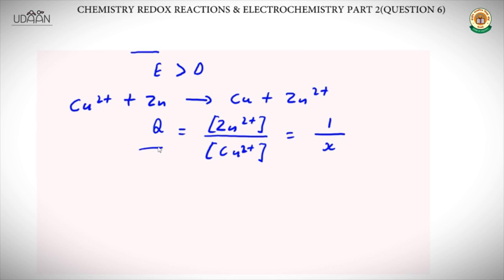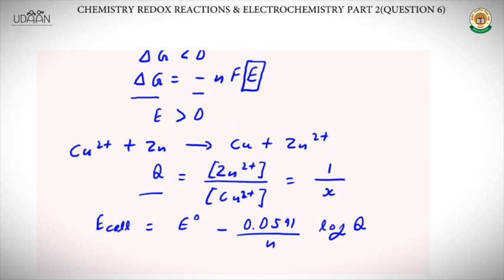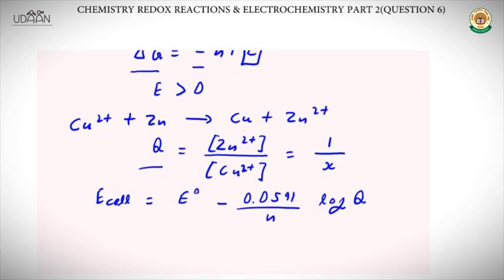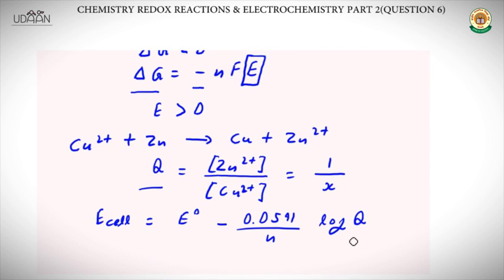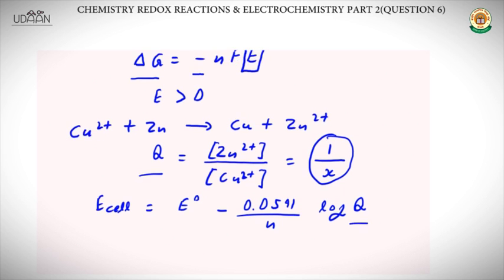Now we need to calculate the E cell, that is the electrode potential, and Q is involved here. Hence the first thing that should come to our mind is the Nernst equation. So from the Nernst equation we can write E cell is equal to E naught minus 0.0591 by N log Q. We know the Q value, and E naught is given in the reaction. For the Q value we know it is 1 by X. E naught is not mentioned in the question, but we'll get to it soon enough.